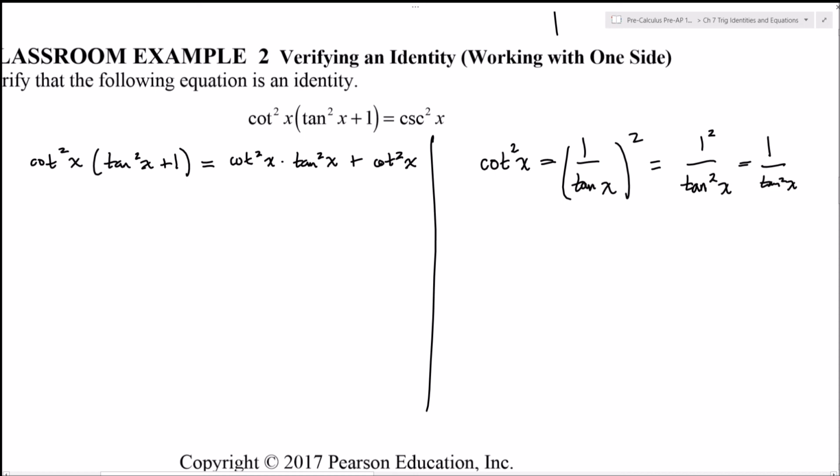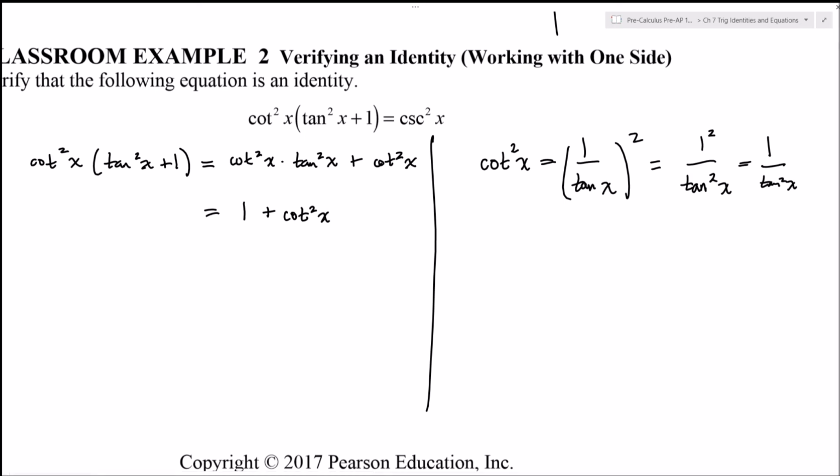So we're fine then to cancel those two out. Cotangent squared times tangent squared. Those two, just like in the previous example, should just become 1. So then the other term, which I have left over, I haven't done anything with that yet, cotangent squared x is what I'm left with.